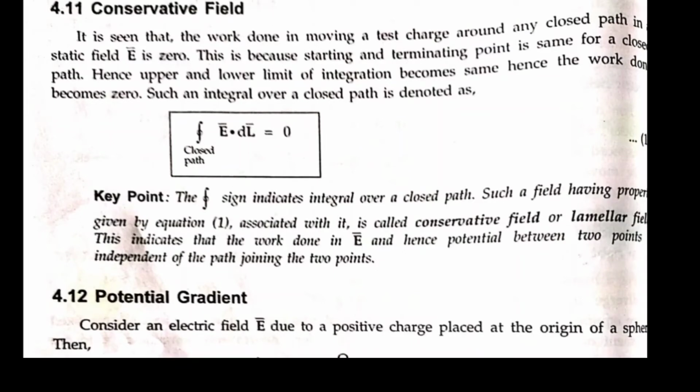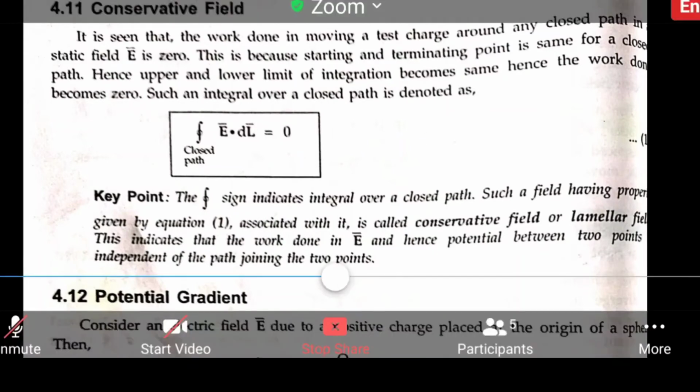What is a conservative field? Where the work done is 0 over a closed path, it is a conservative field or lamellar field. This indicates that the work done in moving a test charge between 2 points is independent of the path joining the 2 points. E dot dl equal to 0 for equipotential surfaces. That is a conservative field. In a conservative field, the work done becomes 0.